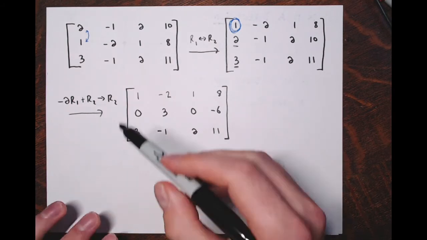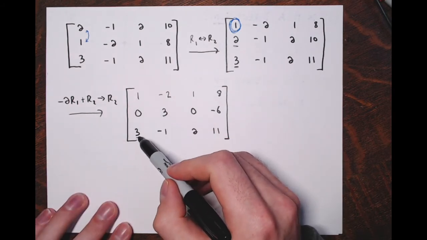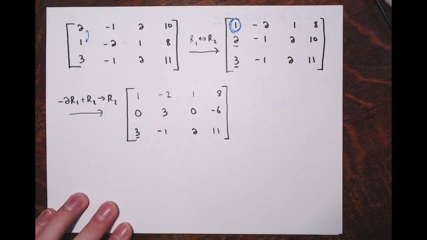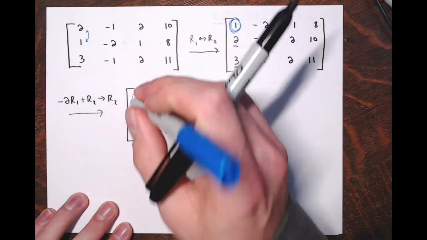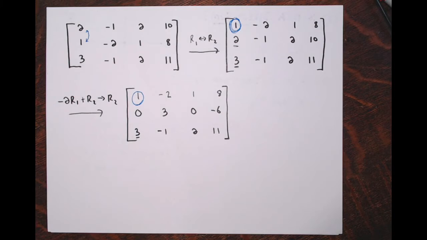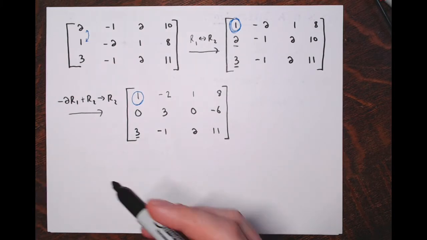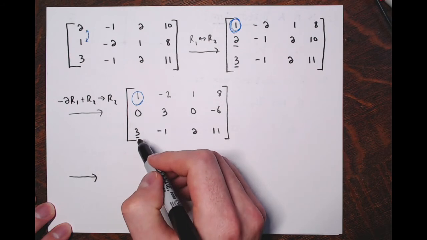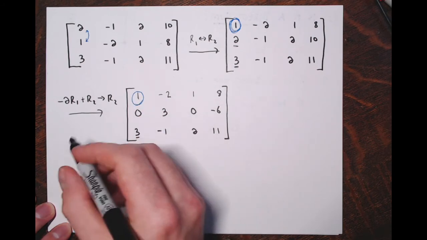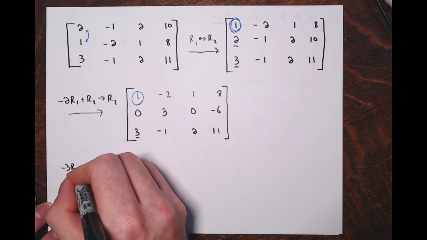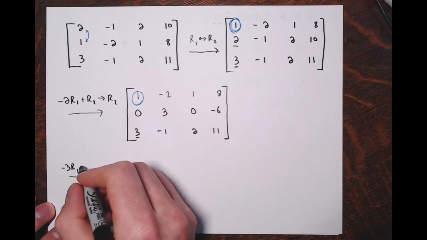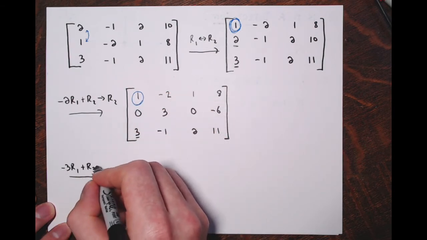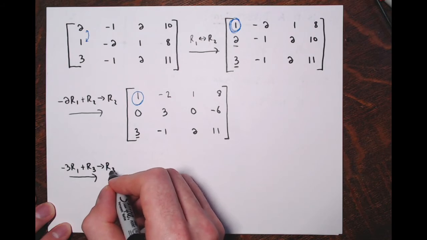Okay, and then one more time, I want to zero out everything beneath the 1, everything beneath this pivot here. I want that to be the current pivot. Same deal: since it's a 1, it's very easy. I want to get rid of the 3, so I'm going to multiply by negative 3. So negative 3 times row 1, and then add it to row 3 to zero that out. And that creates a new row 3.